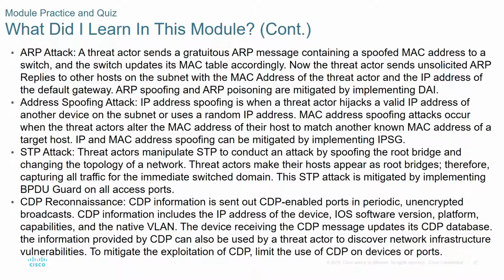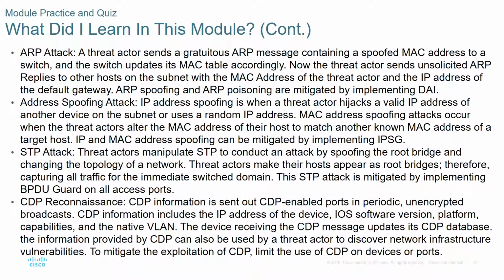ARP attack: a threat actor sends a gratuitous ARP message containing a spoofed MAC address to a switch. The switch updates its MAC table accordingly. Now the threat actor sends unsolicited ARP replies to other hosts on the subnet with the MAC address of the threat actor and the IP address of the default gateway. ARP spoofing and ARP poisoning are mitigated by implementing DAI.